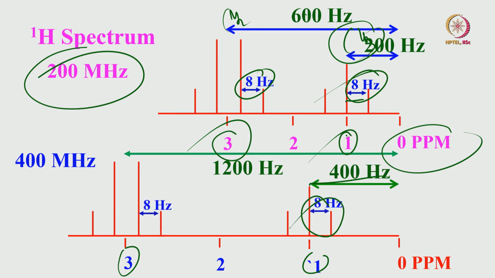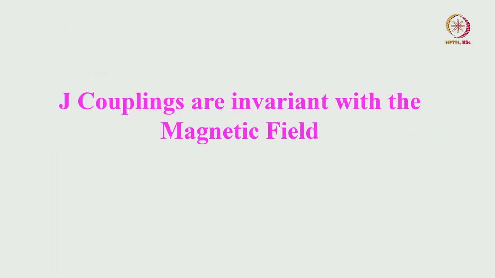The adjacent line separation, if you measure the J coupling, is 8 hertz here, 8 hertz here, here also 8 hertz. What does it mean? It means the J coupling, whether you go from 200 to 400 megahertz or go to 800 megahertz, does not matter. J coupling is always invariant with the magnetic field. J coupling does not change with the magnetic field, it remains the same. Only chemical shift varies linearly with the magnetic field.